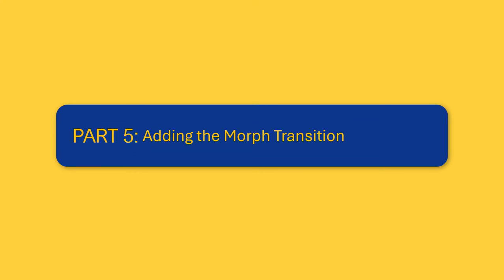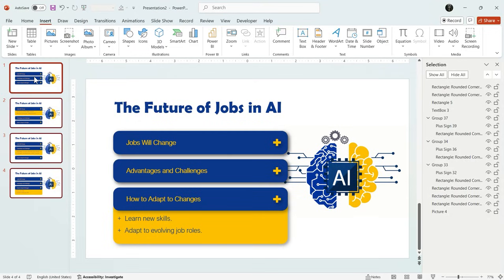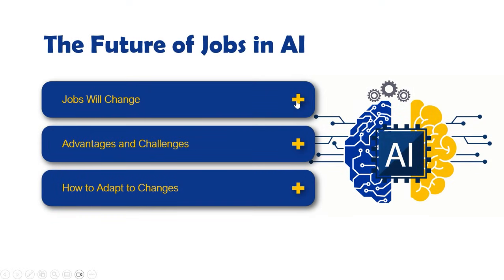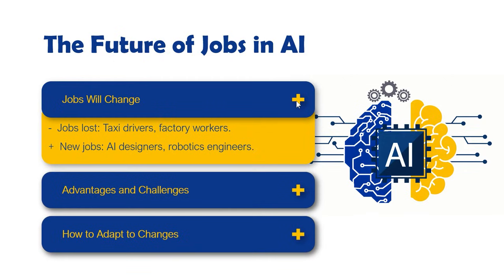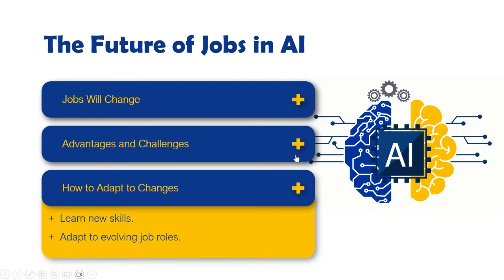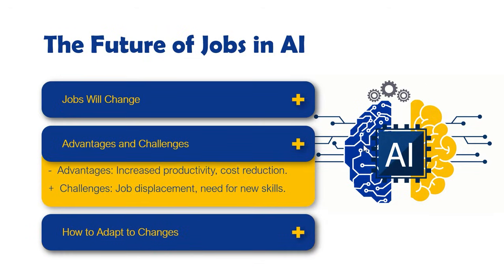And finally, the last part. Select all slides, go to the Transition tab, and choose Morph. That's it. No extra animations. Just clean, professional motion. A fully interactive accordion slider in PowerPoint. Perfect for explaining complex topics like the future of jobs in AI, step by step.